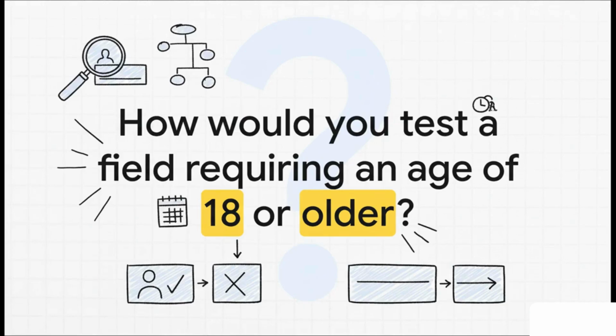So how do we actually do this in a smart way without having to test every single possible number in the universe? Let's take a super simple example. You've got a field that says you have to be 18 or older. Where would you even begin to test that?